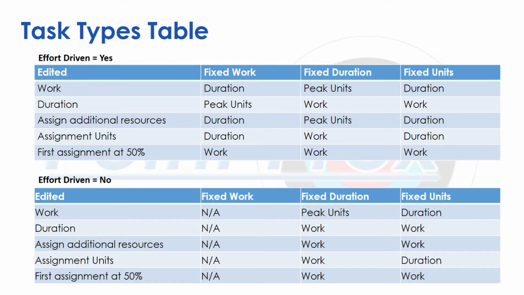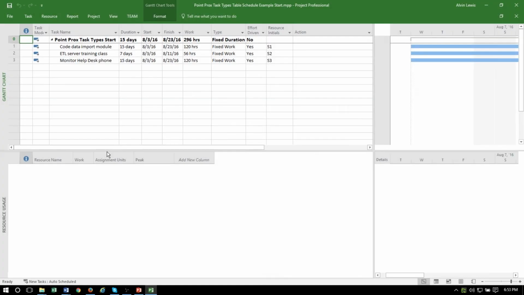We'll focus on 1 fixed work and then 2 fixed duration tasks, one with effort-driven on and one off. These situations will likely be the ones you will use in practice most frequently. We have a schedule set up with 3 tasks and a single resource assigned to each at 100%. The display is the same as in the previous schedule, including showing the resource usage view in the lower part of the screen so we can see the details for the tasks as we edit them.